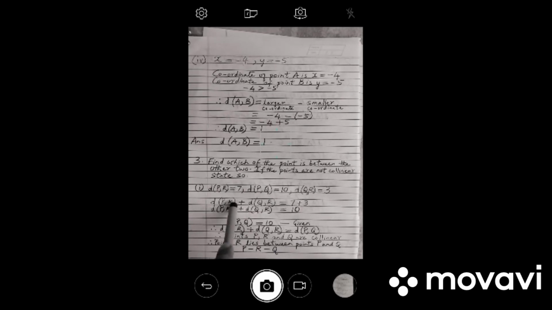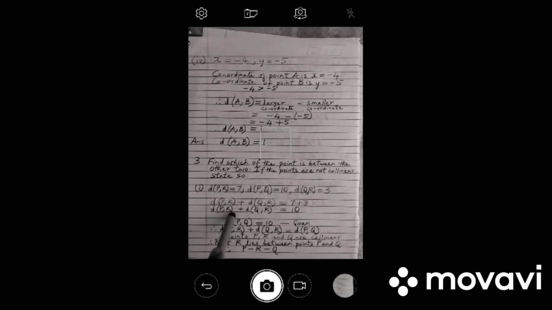So distance PR plus distance QR is equal to 7 plus 3. Distance PR plus distance QR is equal to 10. Therefore distance PQ is equal to 10, that is given. Therefore distance PR plus distance QR is equal to distance PQ. Therefore the points P, Q and R are collinear. Therefore point R lies between points P and Q. You can see that point R lies between P and Q. So we write it in this manner. This is known as betweenness.